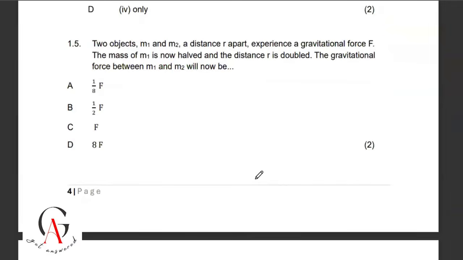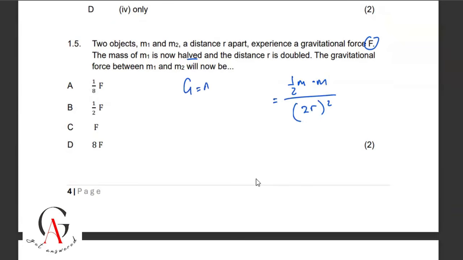Okay, and then 1.5. Two objects M1 and M2 at distance r apart experience a gravitational force F. Then the mass of one body is now halved, so you're going to have half of a mass. And then the diameter is doubled. So if you double the diameter, you're going to have something like that.